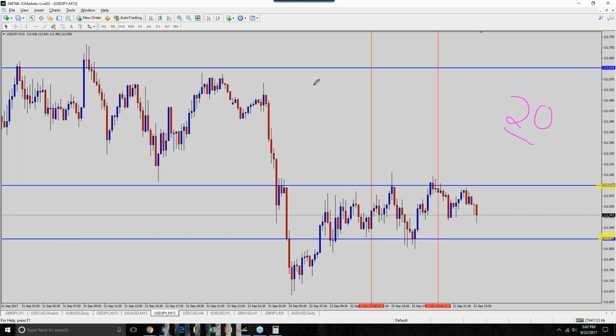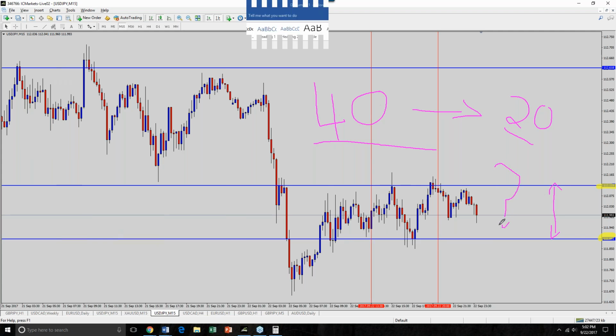So if you're turning around saying, well, I need to get 40 pips today, and I say that there's a 20 pip range, so from here to here is 20 pips, how are you going to get 40 pips? Enlighten me, because I don't get it.